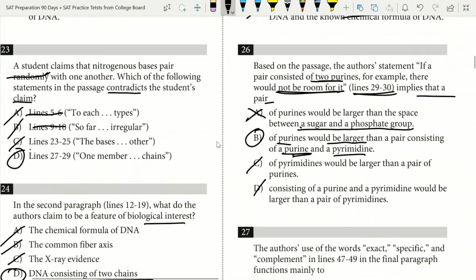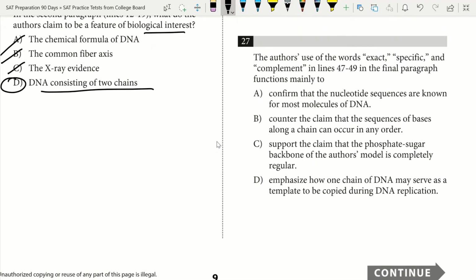So let's look at our answer choices. We've got A, confirm the nucleotide sequences are known for most molecules of DNA. I do not believe that is the correct answer. That does not fit what we were talking about when we read that. B, counter the claim that the sequences of bases along a chain can occur in any order. That's not really the purpose of what we just talked about. Does it counter the claim that the sequences of bases along a chain can occur in any order? It does not, because the sequences along one chain can, right? We have two chains. The sequence along one chain can occur in any order, but we're talking about the sequences between the chains, right? So we have an A paired with a T, a G paired with a C, so it does not do B.